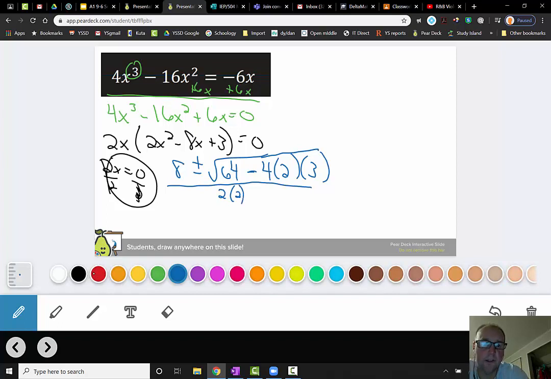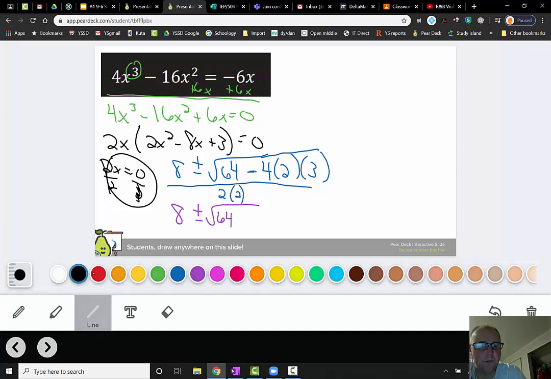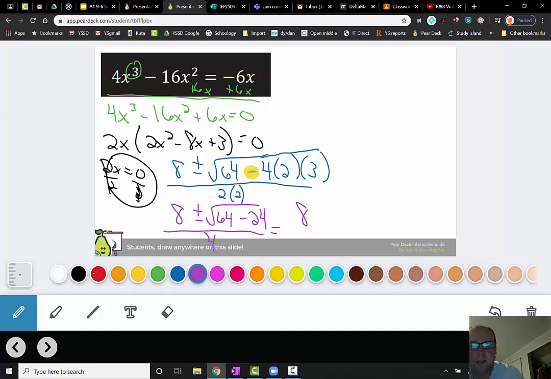Alright, so we're going to have something other than 2 this time. So this is a pretty good example. Alright, so we got 8 plus or minus 64. We got one negative sign, so this is going to stay negative. Minus, what do we got? 6 times 4 is 24. It's all over 4. We have 8 plus or minus.